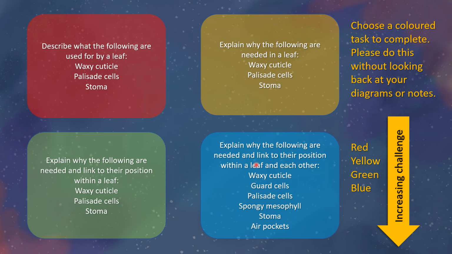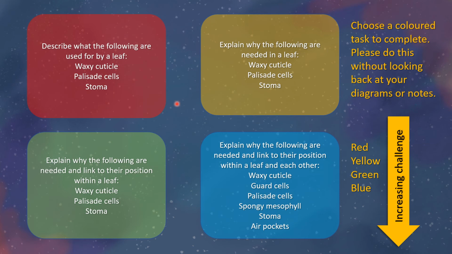Okay, the red one. So describe what the following are used for by a leaf. That would be things like a waxy cuticle is to stop water evaporating and to stop animals from being able to eat it as well. Palisade cells, they contain lots of chloroplasts. Stoma, they open and close to let air in and out. So that's just a simple description of what each of these things are.